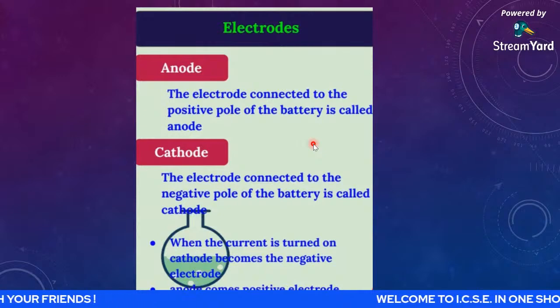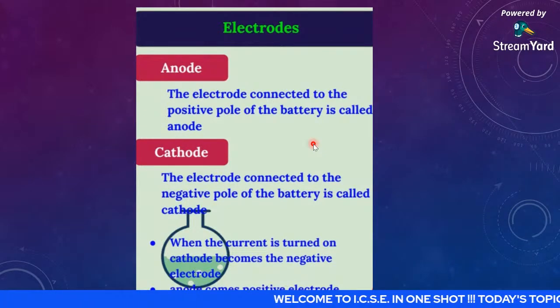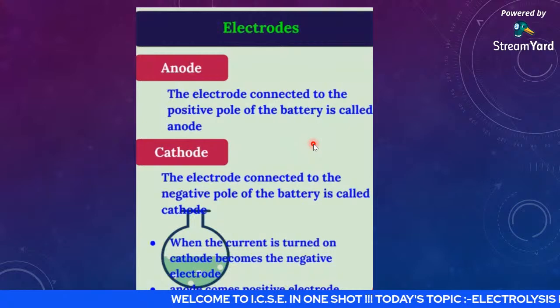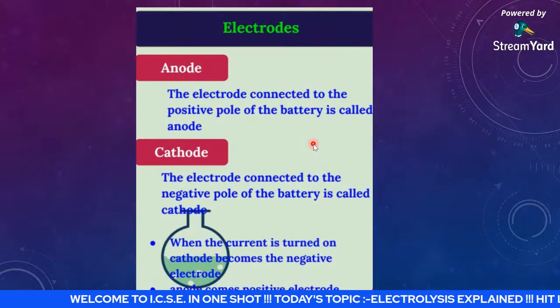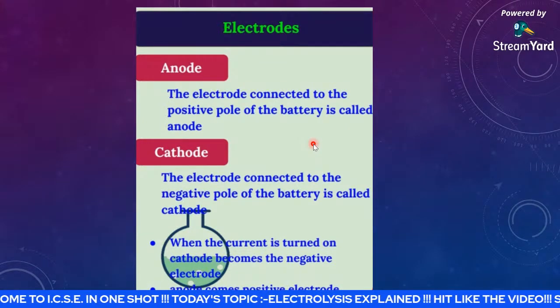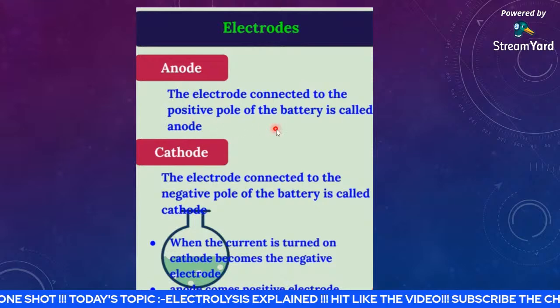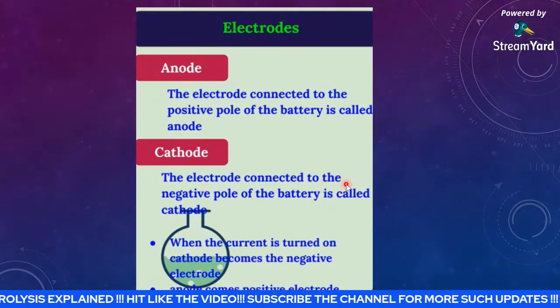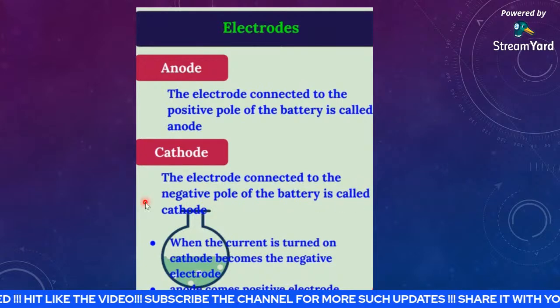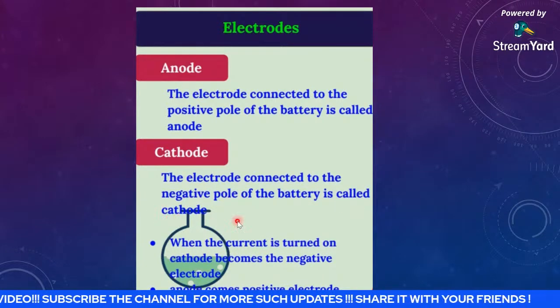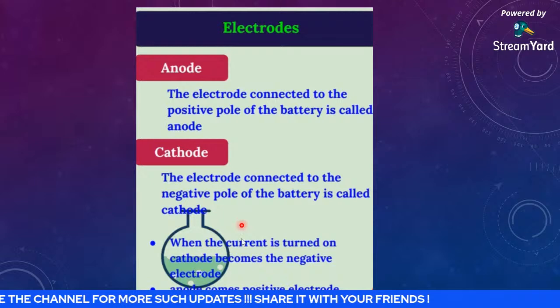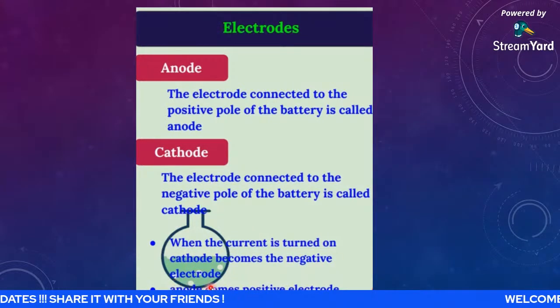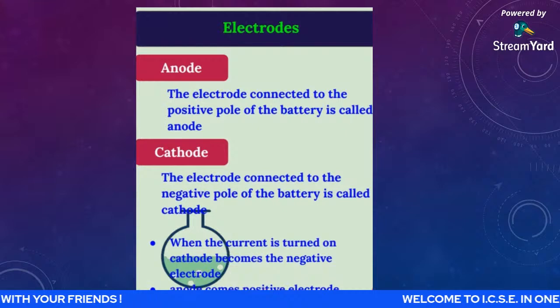Now, the electrodes are being specified over here prominently. The anode is the electrode which is connected to the positive pole of the battery. Similarly, the electrode which is connected to the negative pole of the battery is called the cathode. Okay, now when electric current is turned on, the cathode becomes the negatively charged electrode and the anode becomes the positively charged electrode.